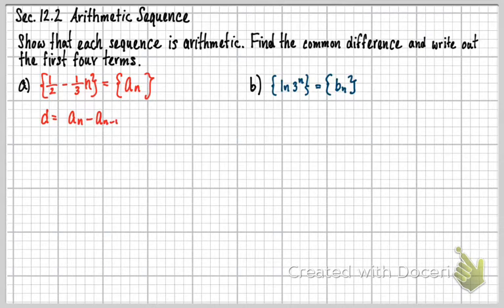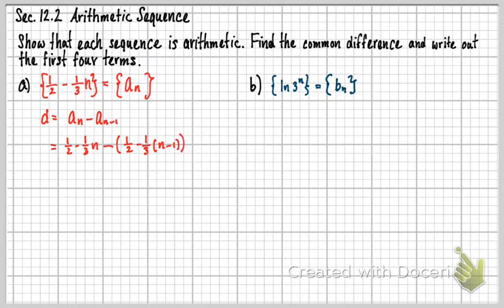So when I write this out, I'll just take the nth term. This piece right here is just going to be 1/2 minus 1/3 n. So that's the first one. All of this right here is the a sub n. Now for a sub n minus 1, I'm going to use a parenthesis here, and I'm going to say 1/2 minus 1/3, and in place of the n, I'm going to put n minus 1.